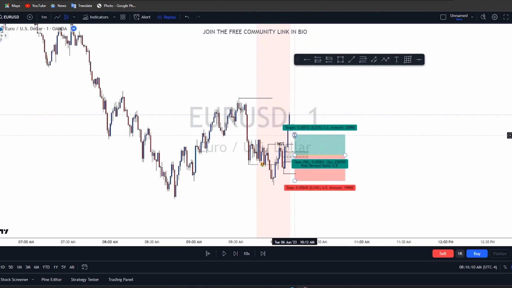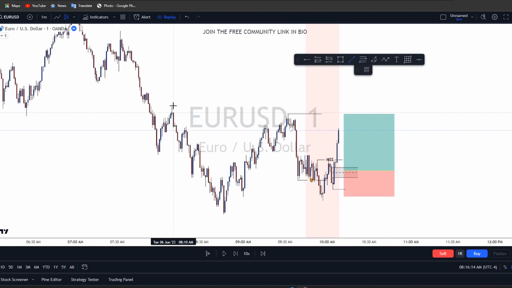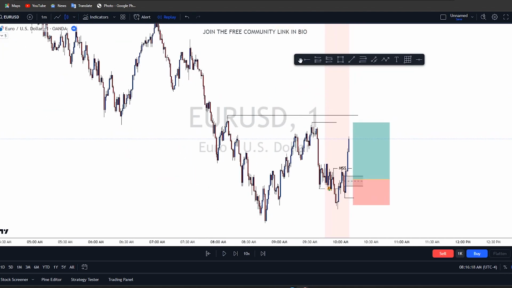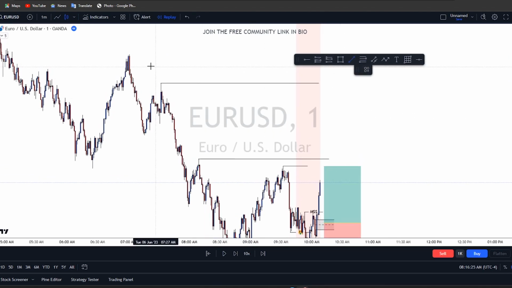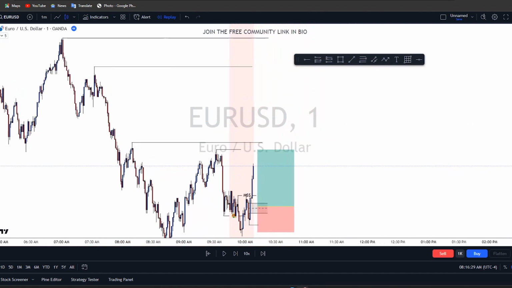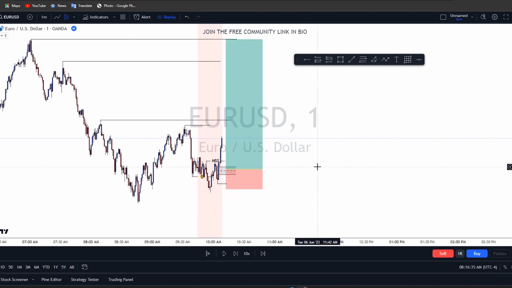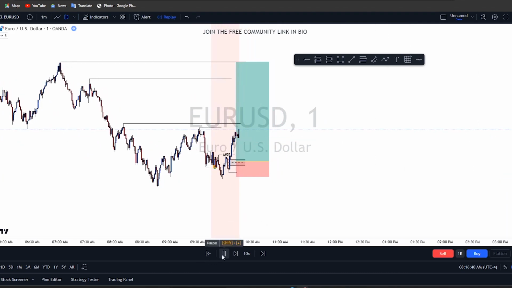For this one, we could target this high as TP1. We could target this high as TP2 as liquidity. We could target this high over here as TP3, and then for a final take profit, TP4, we could target that high, that liquidity right there. So let's continue and see what happens next.